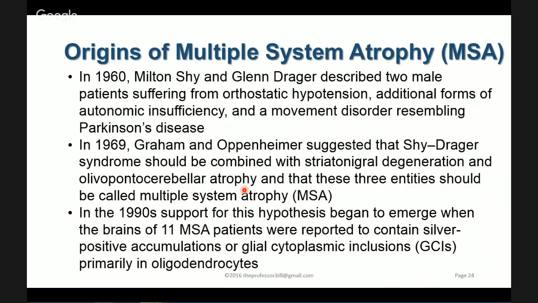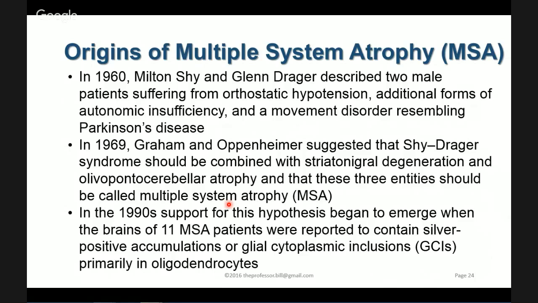A few years later, almost a decade later, Graham and Oppenheimer suggested that this particular syndrome that they originally described should actually be combined with loss that is found in the striatonigral area, as part of the substantia nigra, as well as loss in the cerebellum. They suggested that they all kind of look the same. Maybe you're just looking at one piece, I'm looking at another piece. In fact, all three of these things are really the same disorder, and these three entities should together be called multiple system atrophy, where all three systems, the striatonigral, the cerebellar atrophy, the things that result from autonomic insufficiency, should be clumped together and called MSA. And that's how we have looked at it since then.